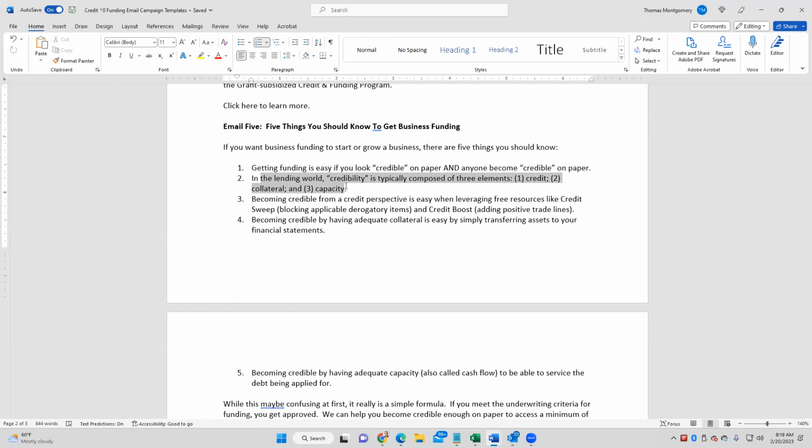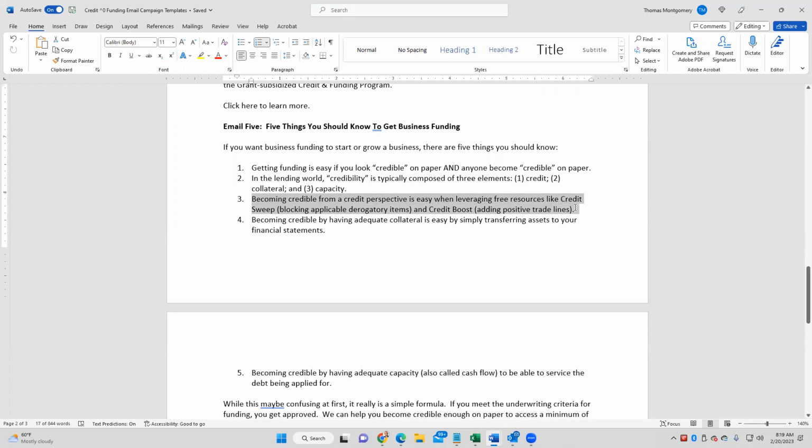If you and I were to go into a local high school and go into their economics course and do a 1-hour class to the seniors that are soon to graduate about what you need to know about borrowing money, it would start and end probably with understanding what the 3 C's mean and how to go about optimizing those. Most people don't know. Thirdly, becoming credible from a credit perspective is easy when leveraging free resources like the sweep and the boost.